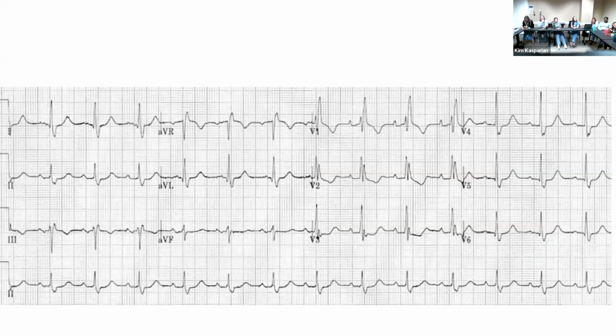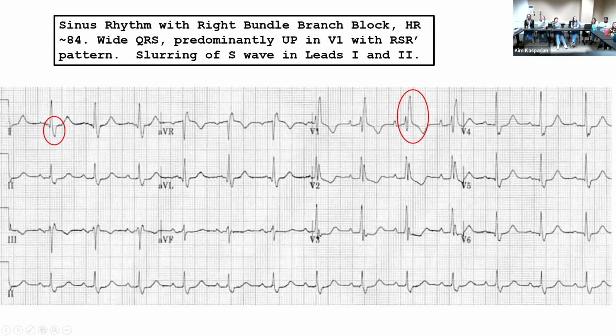All right, so we got a predominantly positive or up deflection in lead V1 and a deep slurred S wave in lead 1, and it's wide. And it's regular. I also am seeing a P wave before every QRS and QRS after every P wave, right? So this is going to be a right bundle branch block.